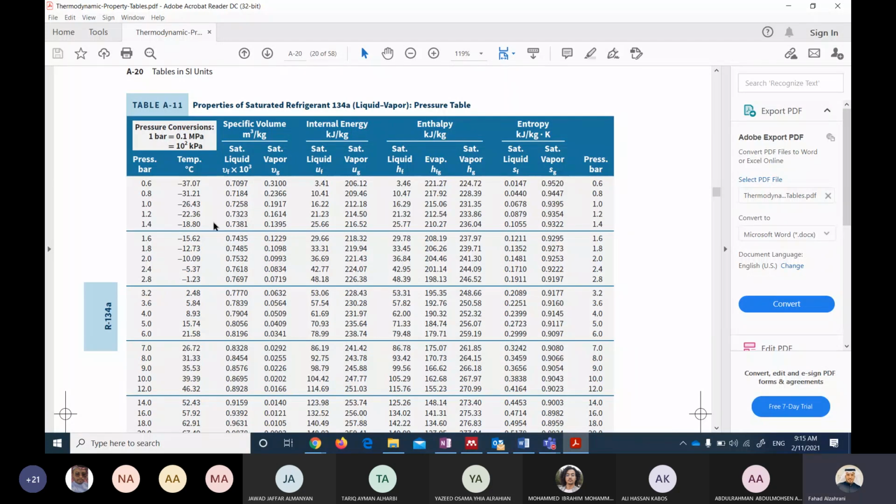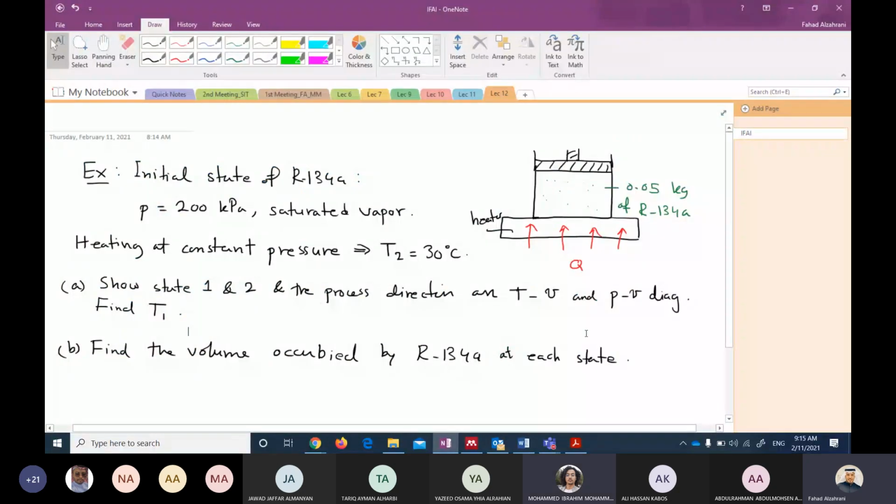Then what about state 2? What is the state at 2? Doctor, is it saturated vapor? Of course not.